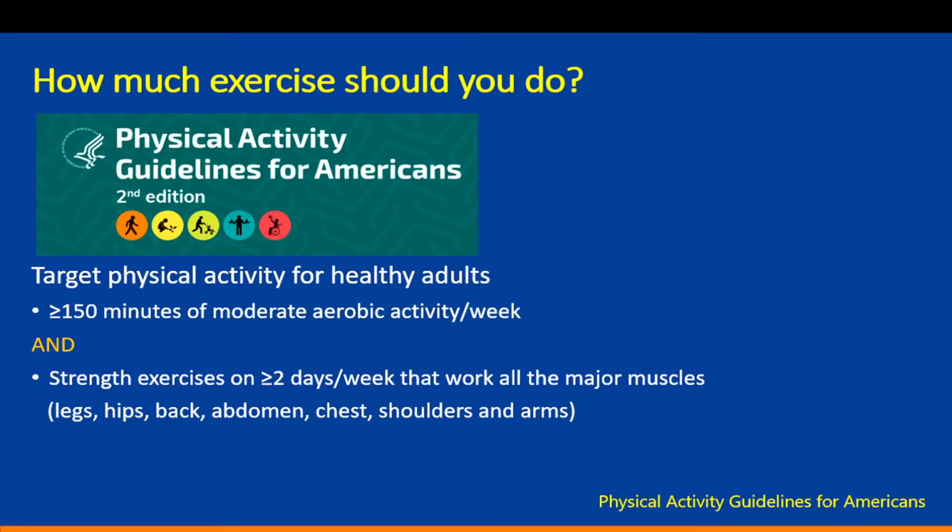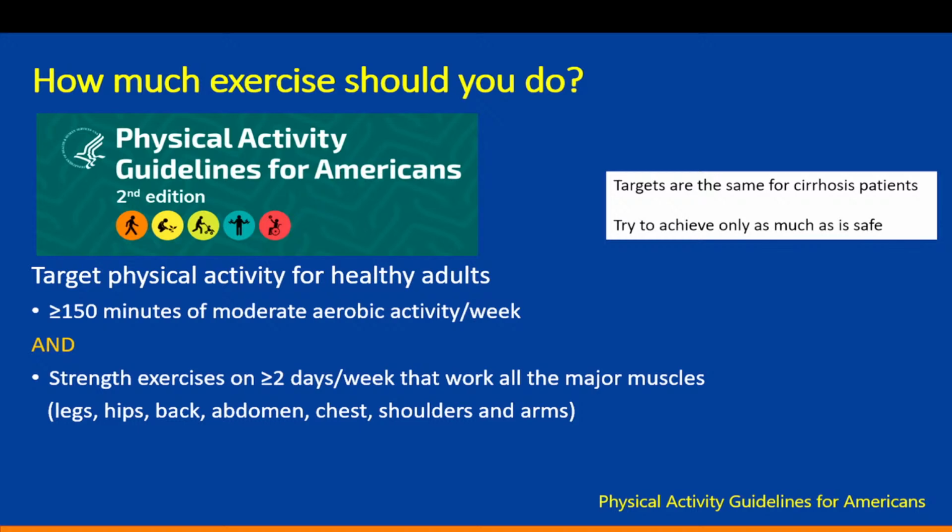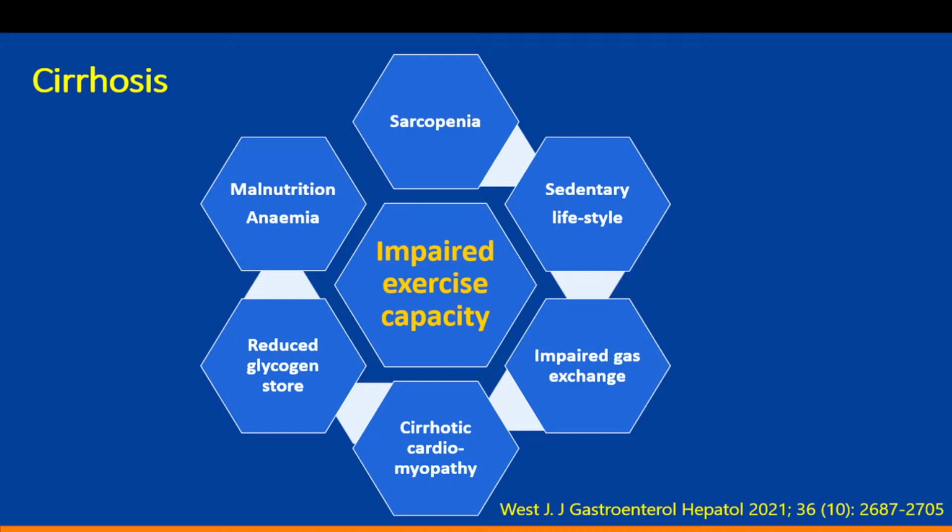More than 150 minutes of moderate aerobic activity per week, along with strengthening exercise 2 days or more per week. That is the basis of the recommendation of combining 2 types of exercise. This target is the same for cirrhotic patients or patients with any other chronic diseases like arthritis or diabetes. The only thing is we have to try to achieve as much as is safely possible in a given patient. Patients with cirrhosis have impaired exercise capacity, and this is related to different factors. Sarcopenia is one of them, and we can say that at least a few factors such as sarcopenia are correctable to some extent.